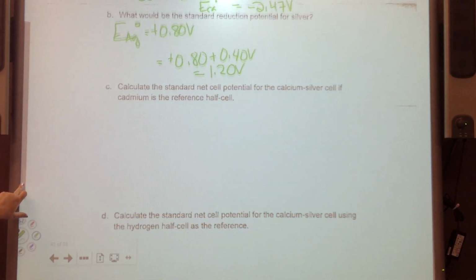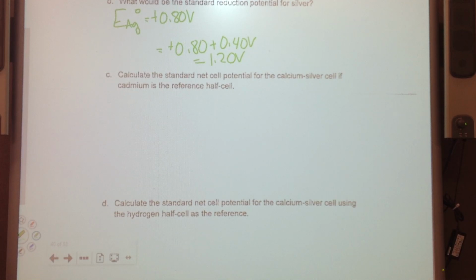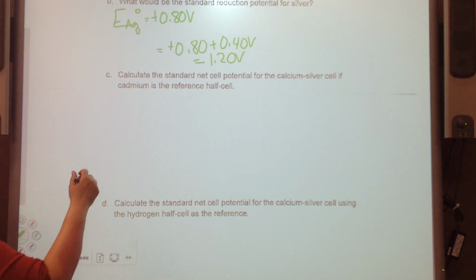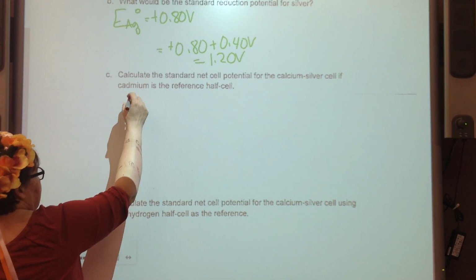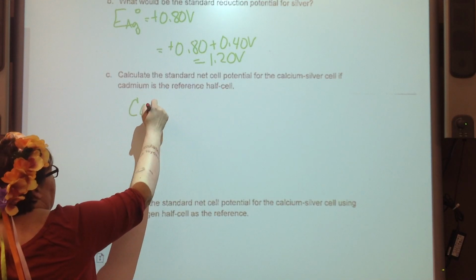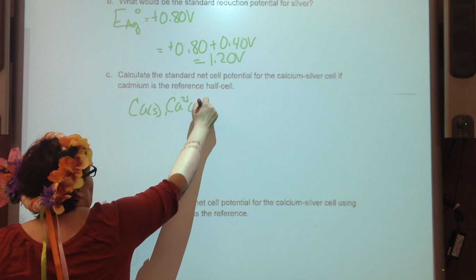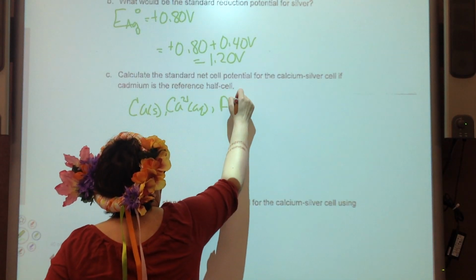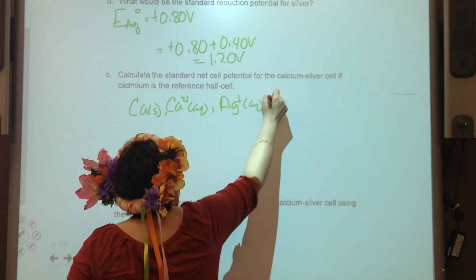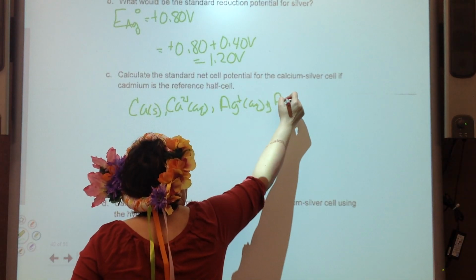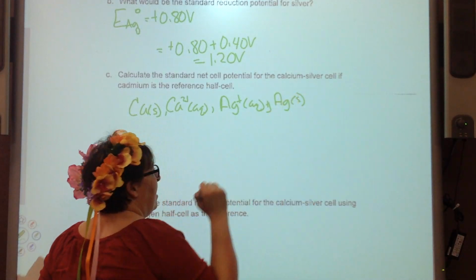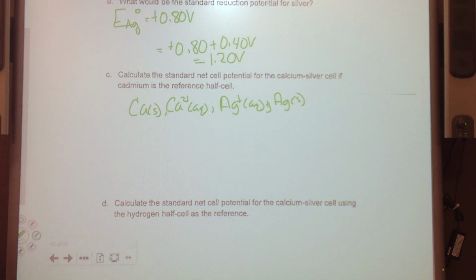So it says, C, calculate the standard net cell potential for calcium silver if the cadmium is the reference half cell. So we're looking at our calcium and calcium 2 plus, and we're looking at silver and silver as a solid. That's what our two half reactions are, calcium and silver.